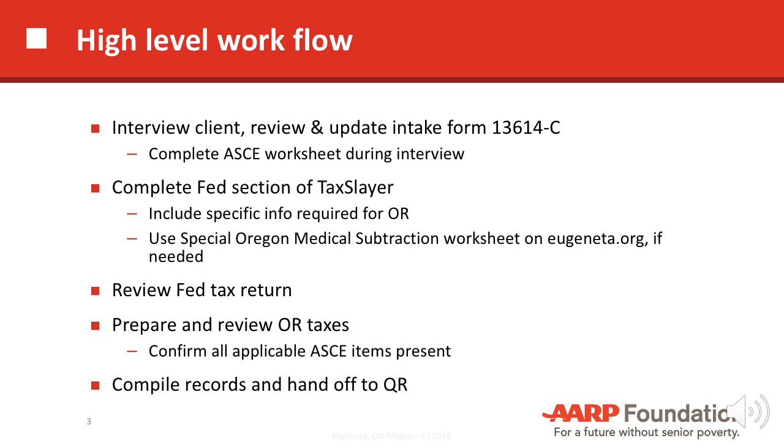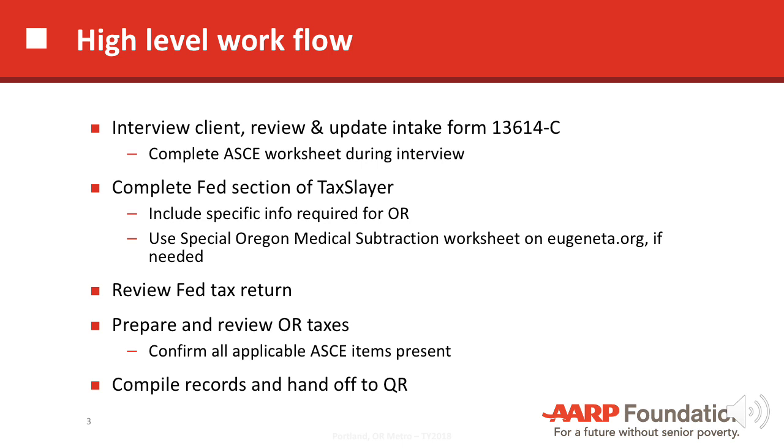First, when interviewing the client and reviewing the Form 13614, be sure to complete the ASCE worksheet on Oregon-specific items, and make any notes about things to come back to. Then, with just a few exceptions, like the special Oregon medical subtraction, you'll complete the entire federal return next within TaxSlayer. Remember that the federal AGI is a starting point for most of what's in the Oregon return. So then you'll review the federal return carefully and make sure that any information needed on the Oregon return is present.